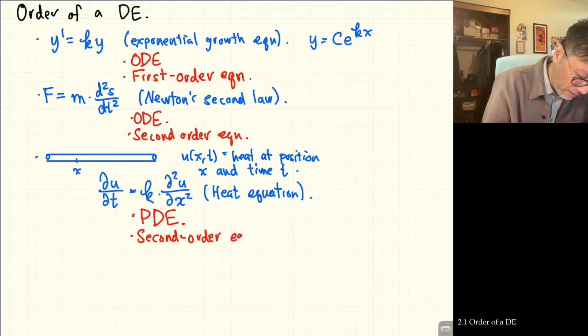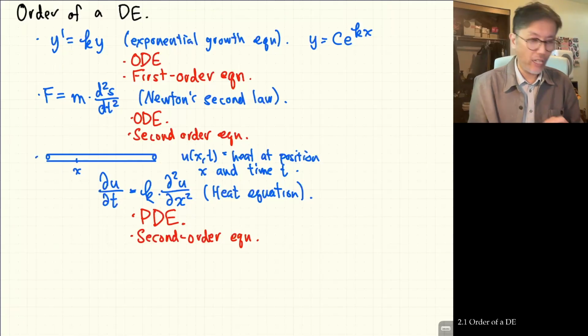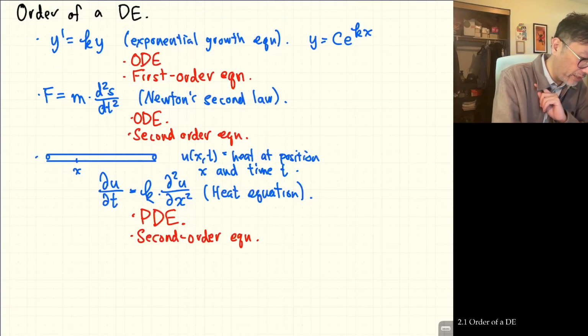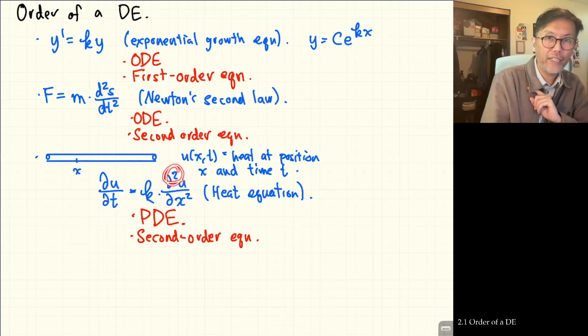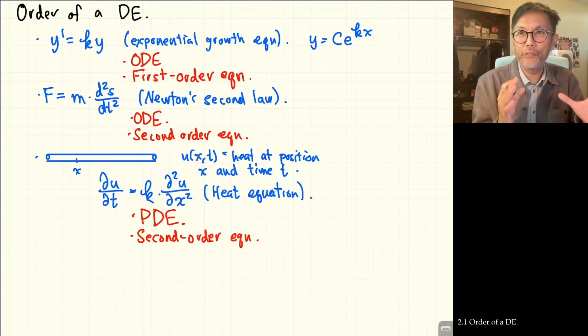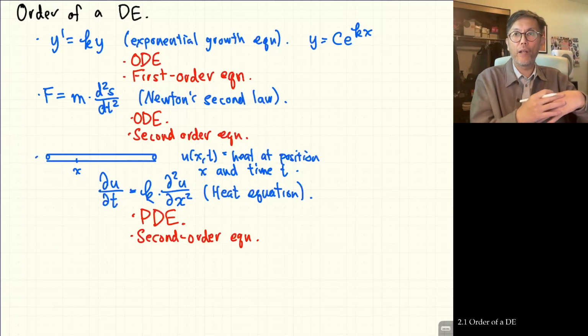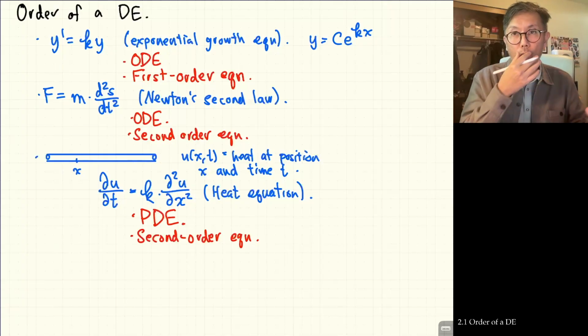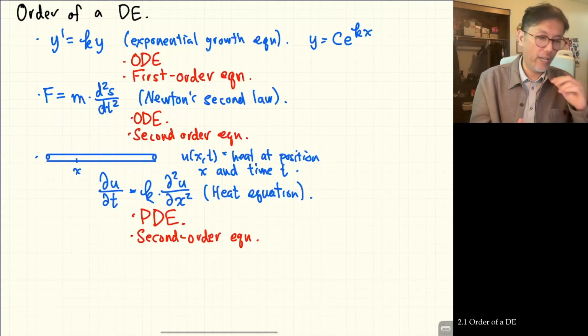Hopefully, again, for relatively obvious reasons. It involves a second derivative. See, second derivative. This despite the fact that there is a first derivative involved. It's got a first derivative with respect to time, but if we're going to talk about this equation overall, we're going to call it a second order differential equation.